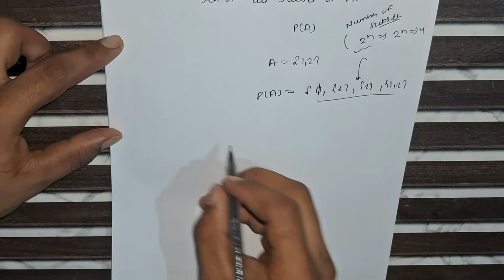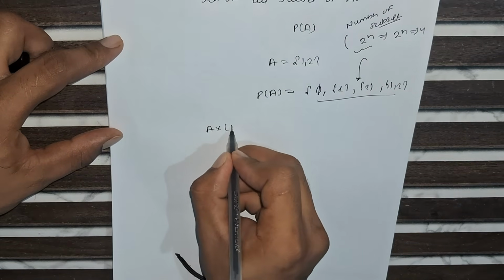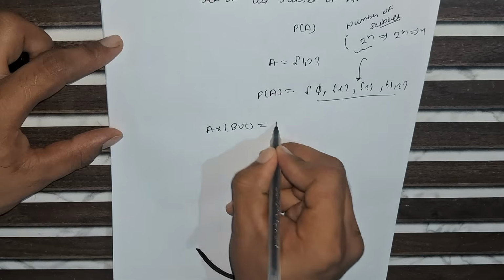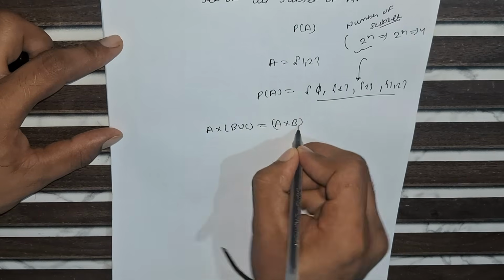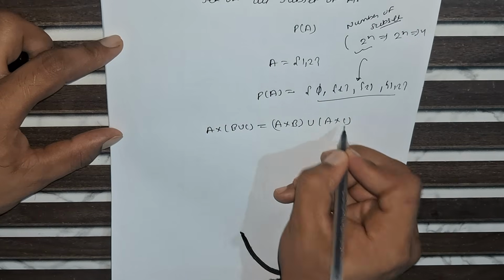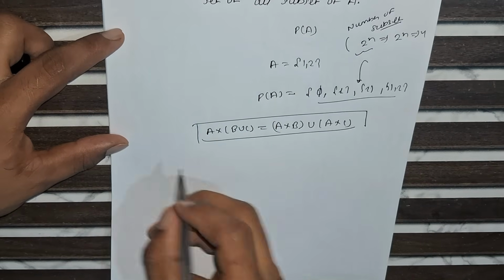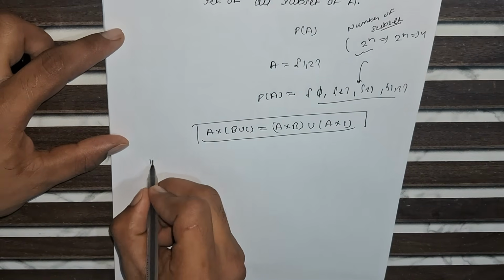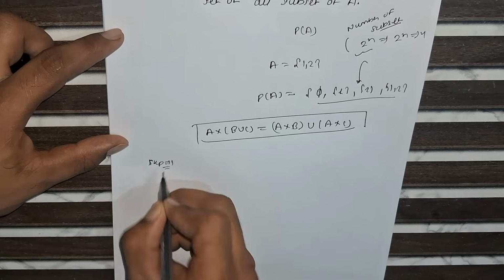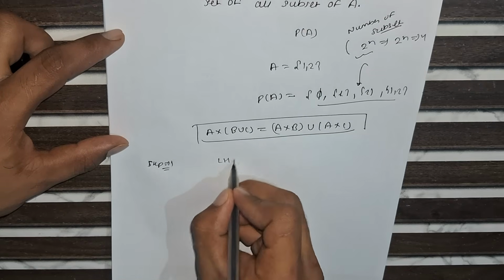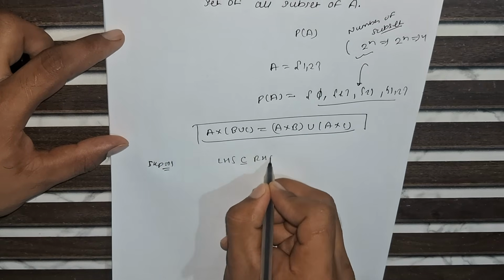So in this question we have to prove that A cross (B union C) is equal to (A cross B) union (A cross C). So this is the expression we have to prove in this question. Here our step 1 is, first we prove LHS is a subset of RHS.